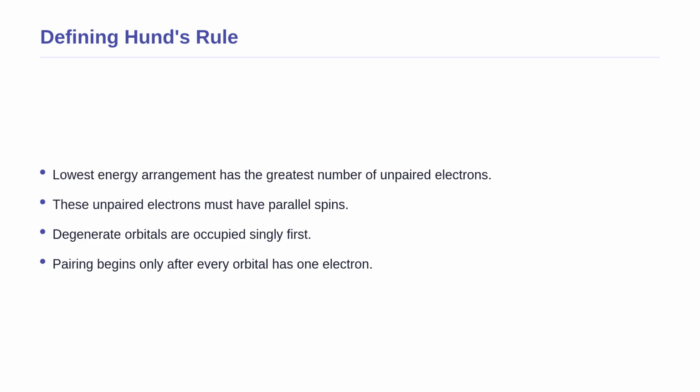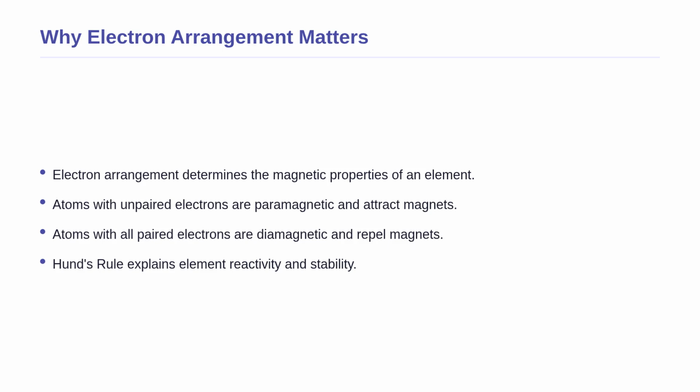To break this down, when electrons enter a set of degenerate orbitals, which are orbitals that have the exact same energy level, they will first occupy empty orbitals singly. Furthermore, all of these single electrons must have the same spin direction, usually represented as spin up. Only after every orbital in that subshell has one electron will they begin to pair up with a second electron of opposite spin.